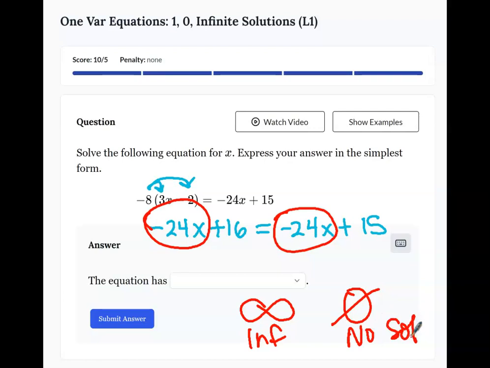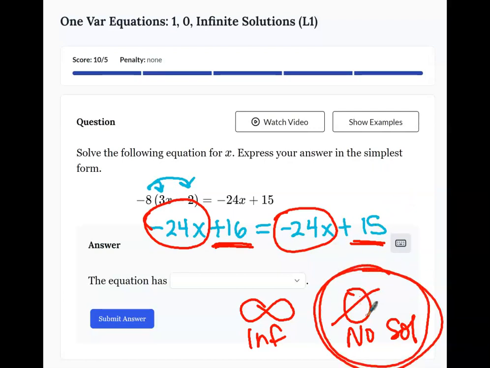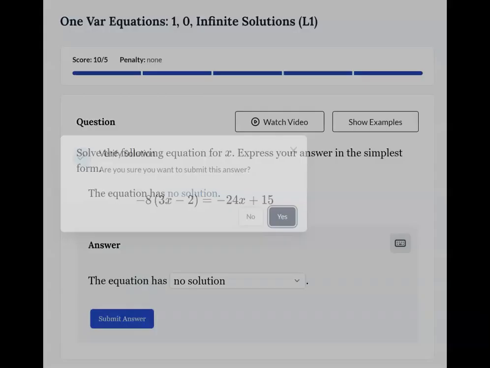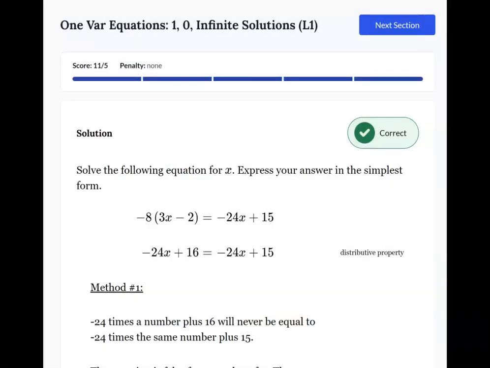Infinite solutions or no solutions. How you decide is by looking at your constants. Are they a perfect match or are they different? Ours are different, so that means we have no solutions. Choose no solutions from the drop-down menu and submit your answer.